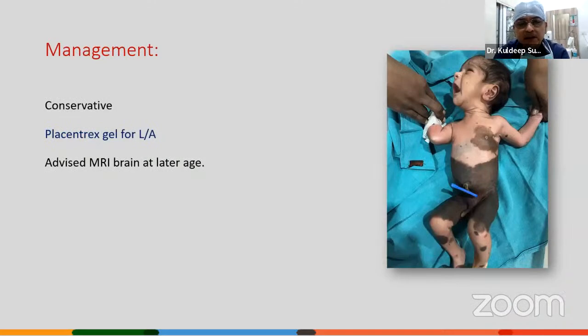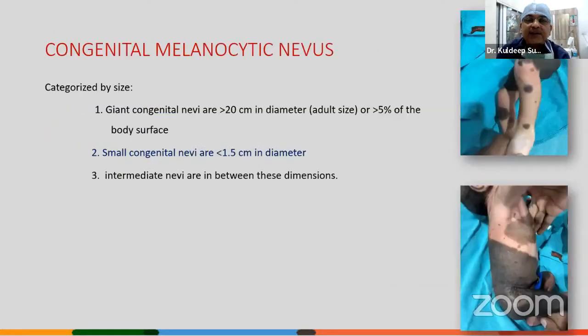The management was conservative. The pediatric surgeon had seen, and advised a placenta extract, a placental gel. I wonder whether it works or not. And I had personally advised an MRI at a later age. So this is a case of a congenital melanocytic nevus. All of you have come across congenital melanocytic nevus. Mostly they are small congenital nevi or intermediate nevi, but here you see a very large, or what is also known as a giant congenital nevus or congenital melanocytic nevi.